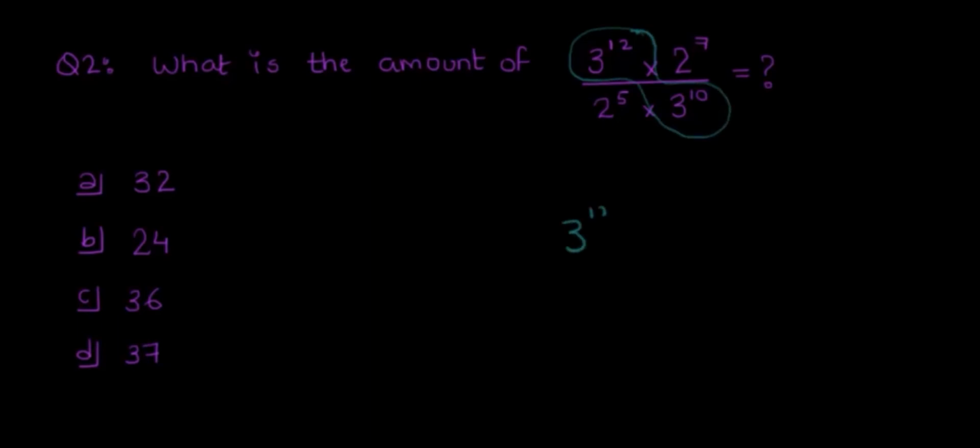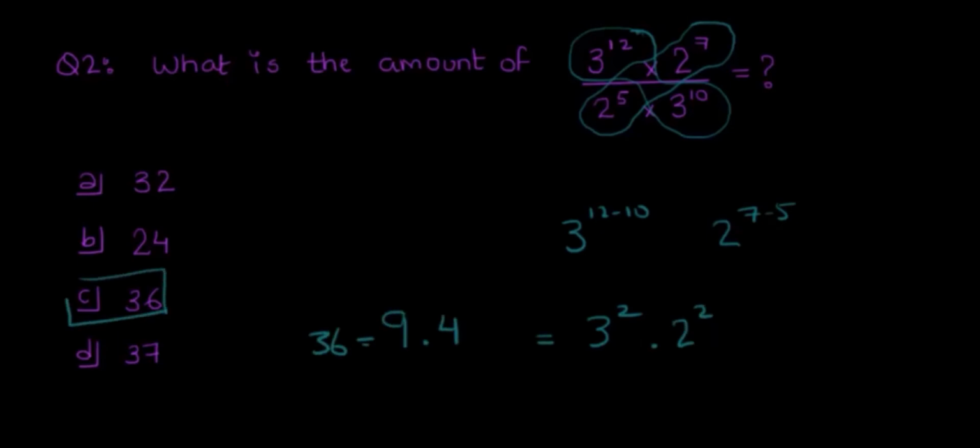That's the same thing as 12 take away 10. That's 3 squared. Here, too, the bases are the same, so it's 2 to the power 7 take away 5, which is 2 to the power 2. 3 squared is 9. 2 squared is 4. 9 times 4, 36. Easy peasy.